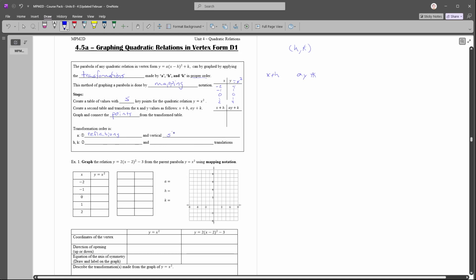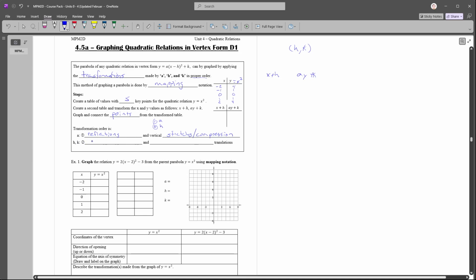Stretches and compressions. So the first thing we're talking about is A. Okay. The second thing we're going to talk about is H. Really, H and K are simultaneously, but typically we look at H first.